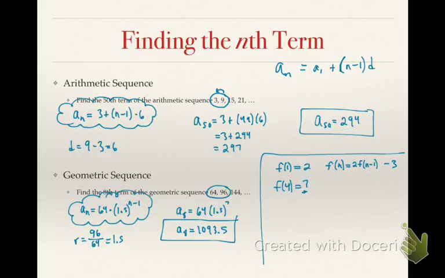So what you have to do is find all the consecutive terms from the first all the way up to what you're looking for. So f of 1 we know is 2. F of 2, here's where we have to use the rule: 2 times the previous minus 3. So 2 times the 2 here minus 3. 4 minus 3 gives you 1.